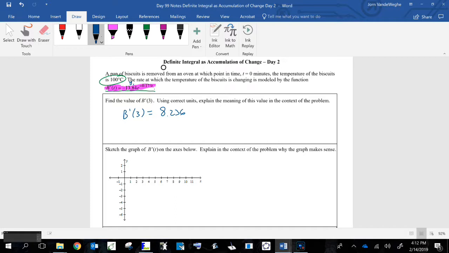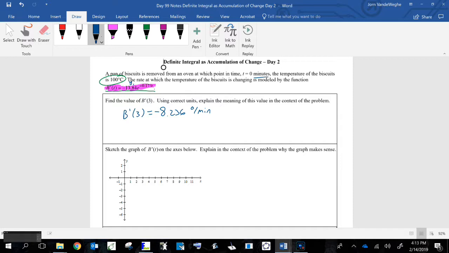And what are my units? Degrees, because it's the temperature of the oven. And what are my time units? Minutes. Degrees per minute. And it's negative 8.236.